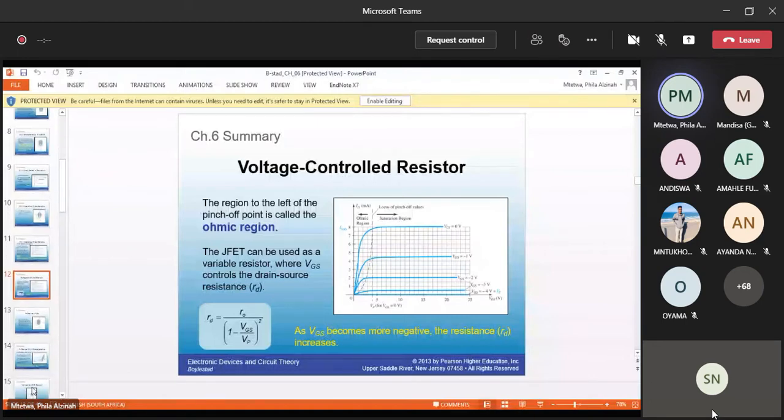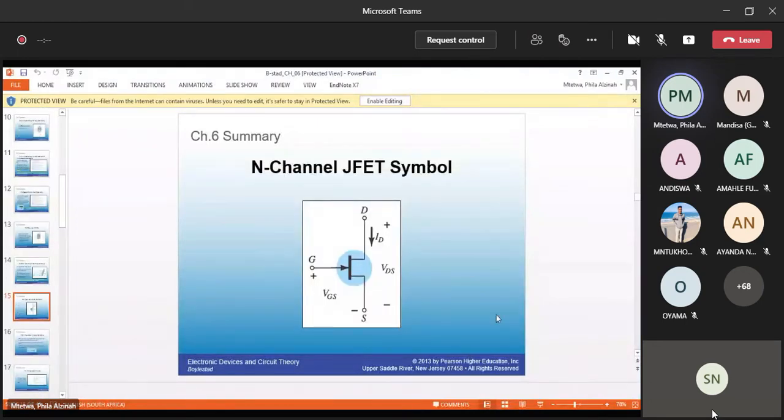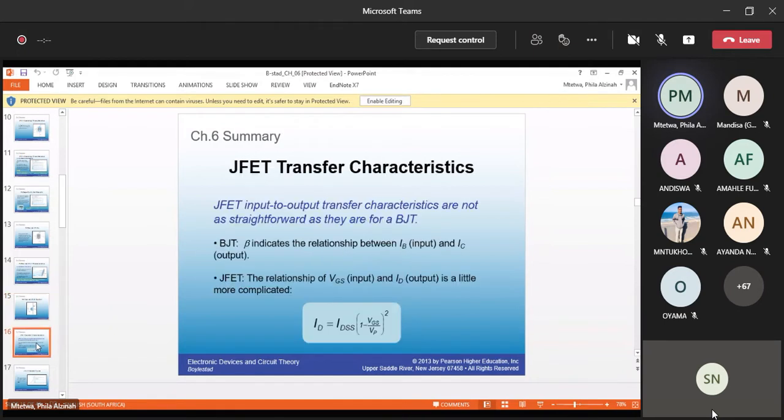The N-channel JFET, now we're looking at the symbol of a transistor. What we looked at before was a basic construction, what it looks like in block form. But the symbol of an N-channel JFET looks like this. That's your transistor there, that's your gate, that's your drain, that's your source. So you have VGS across here. That's the symbol of your transistor.